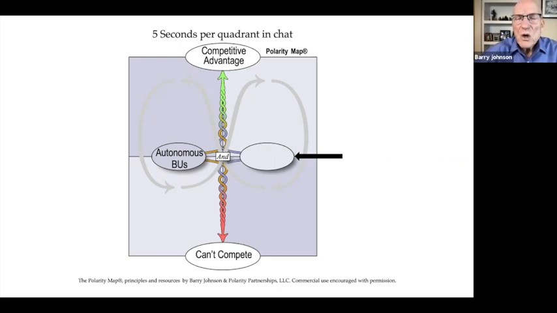5 seconds. I'm not looking for just one correct word or phrase, but what kind of word would you be looking for? What kind of focus would be necessary to keep autonomous business units from becoming dysfunctional? What would balance it out? 5 seconds in the chat room. What comes to mind? Okay. Collaboration, coordination, centralized, collectivist. Yep, exactly.